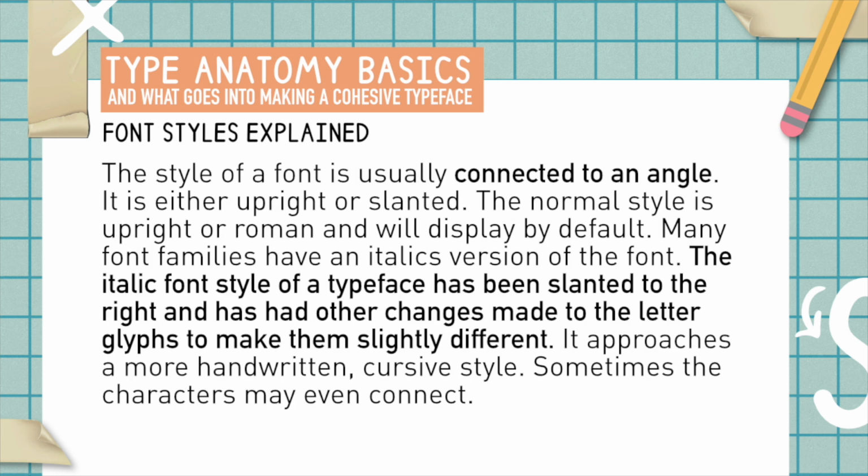The most common weights and styles are regular, bold, and italics. The style of a font is usually connected to an angle, so it's either upright or slanted. So the normal style is usually upright, or Roman as we call it, and it will display by default. Many font families have an italics version of a font, and the italic font style of a typeface has been slanted to the right and has had other changes made to the letter glyphs to make them slightly different. It approaches a more handwritten cursive style, and sometimes the characters may even connect.